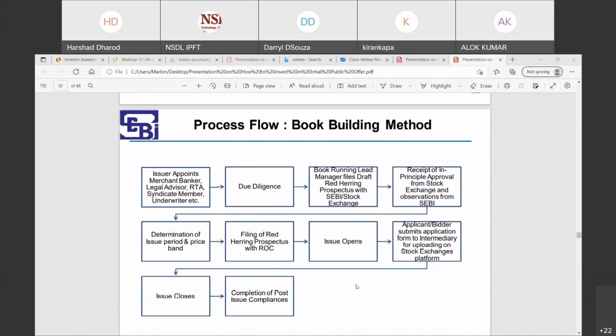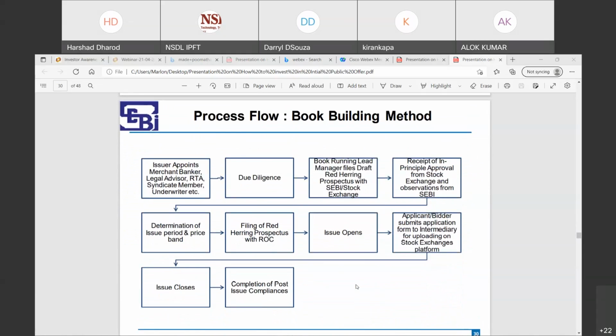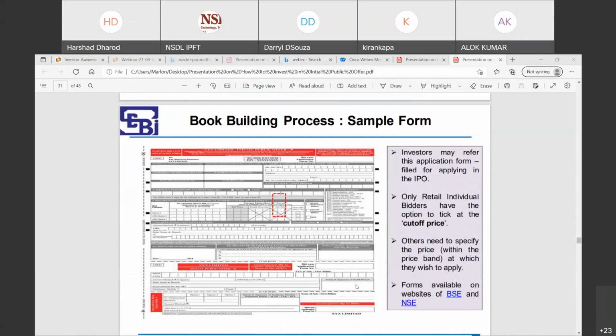The process remains the same in case of book building. Just that in case of book building, prior to the opening of the issue, they have to file an advertisement in the newspaper 2 days prior to the opening of the issue, giving the price band. The rest of the process remains the same, whether it is a fixed price issue or a book build issue. You can scroll down.